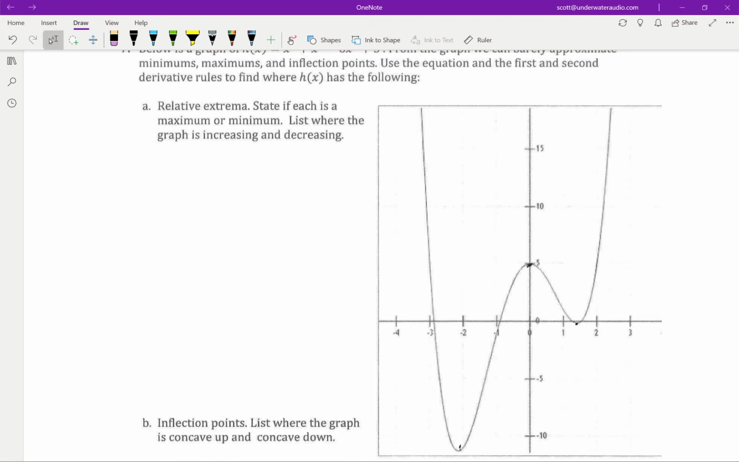A. Relative extrema. State if each is a maximum or a minimum. List where the graph is increasing and decreasing.